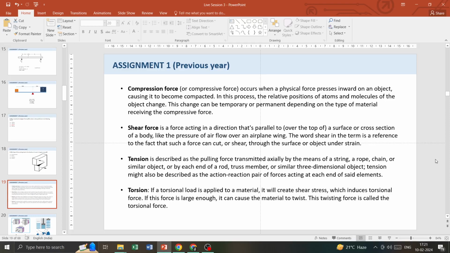Torsion. If a torsional load is applied to a material, it will create shear stress, which induces torsional force. If this force is large enough, it can cause the material to twist. The twisting force is called the torsional force.